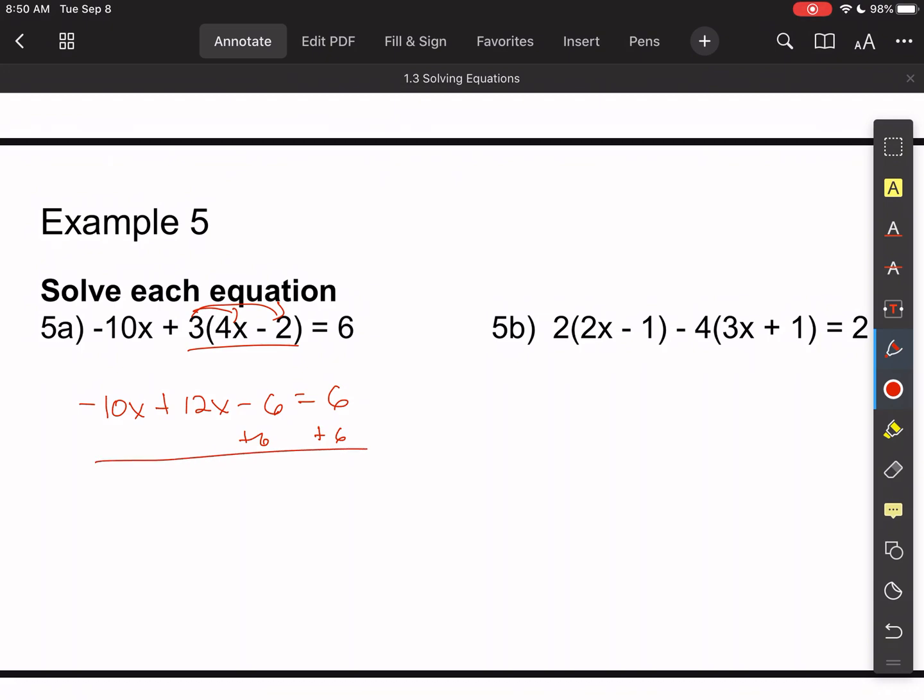Negative 10x plus 12x is 2x. Okay, so 2x is equal to 12. x is then equal to, when you divide both sides by 2, 6, right?